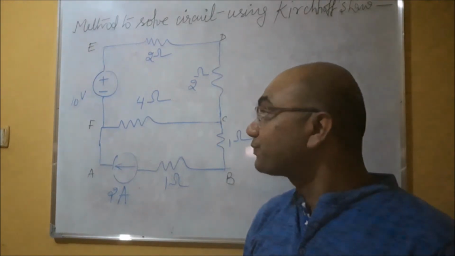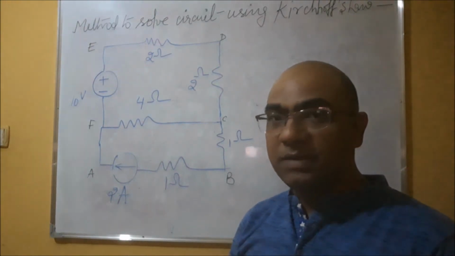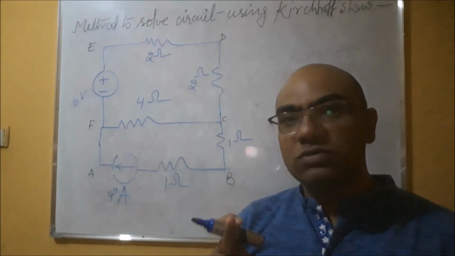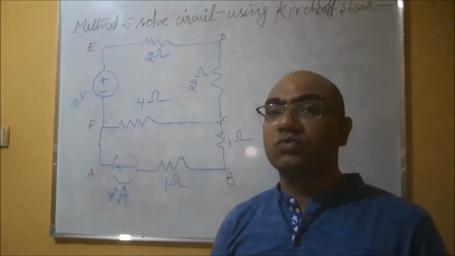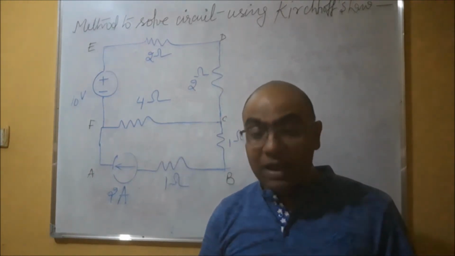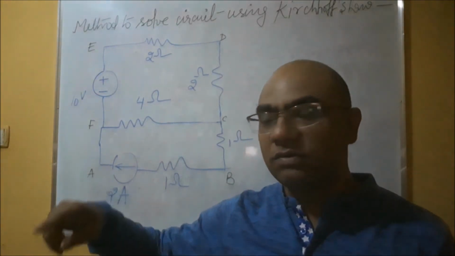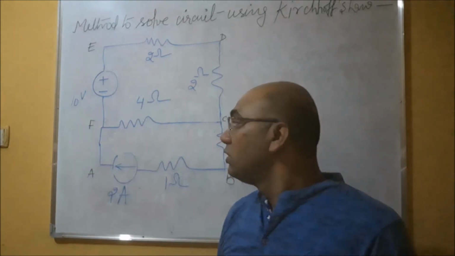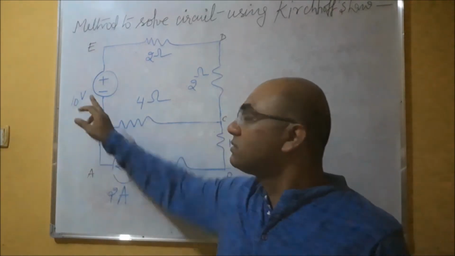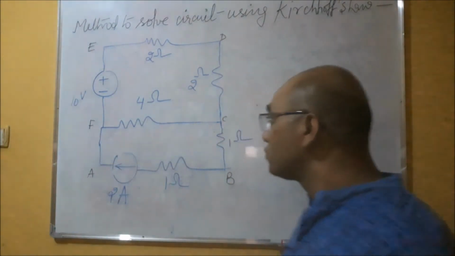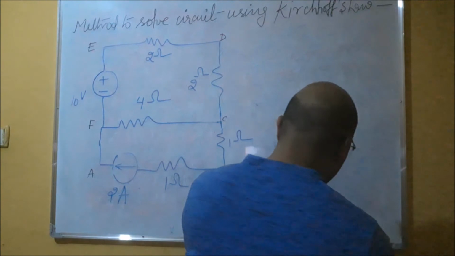To know this, let us start again with the same concept. First, we will choose a voltage source. There is only one voltage source, or we can also choose the current source. We can choose any source, and we will start to draw the current in the whole circuit. So we can choose this also, we can choose this also. For simplicity, I am choosing this again.